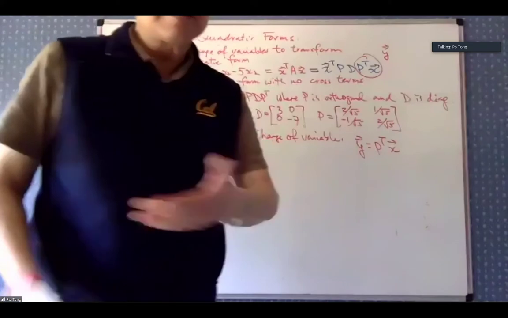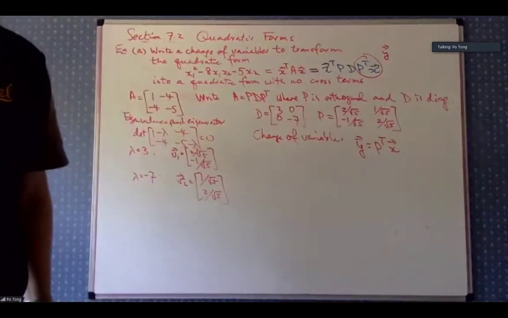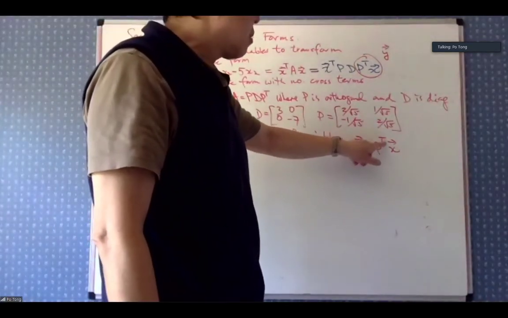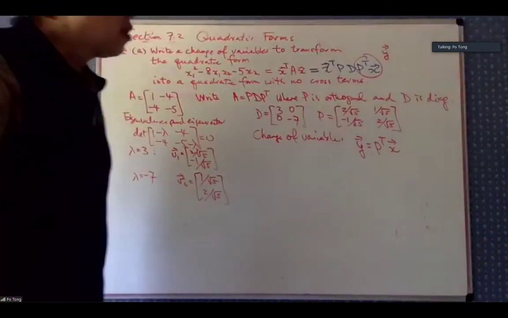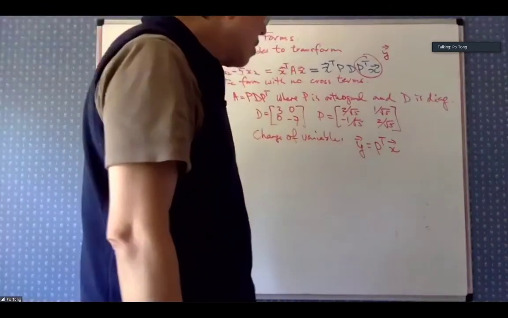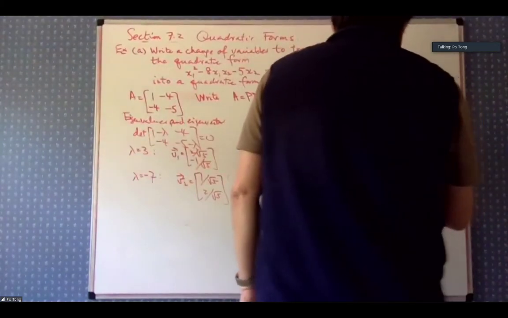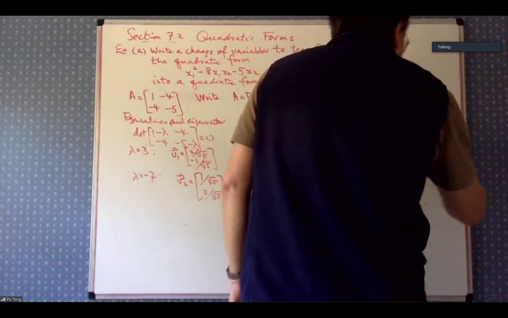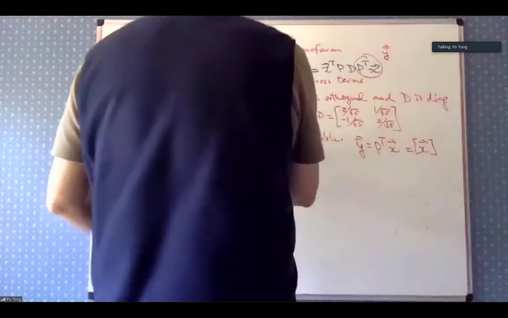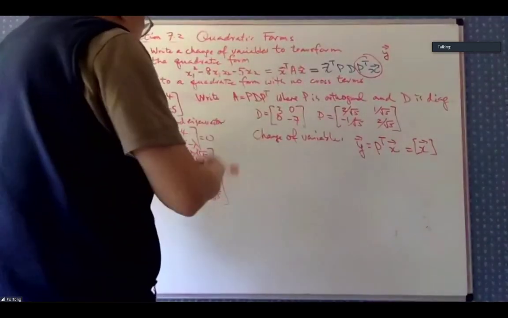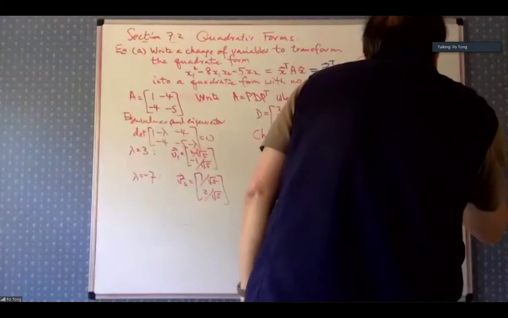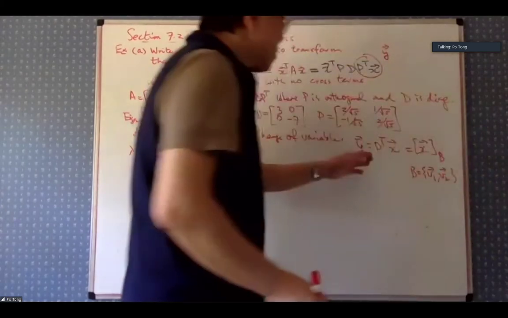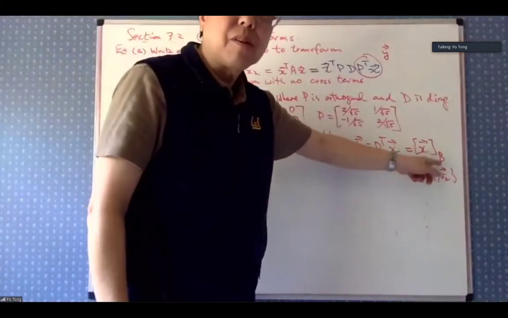Change of variable is similar to change of coordinate system, because when you write y equal to P transpose x, you are solving for the coordinates of x with respect to this basis B, where B is equal to b1 and b2. So change of variable is the same as change of coordinate system.